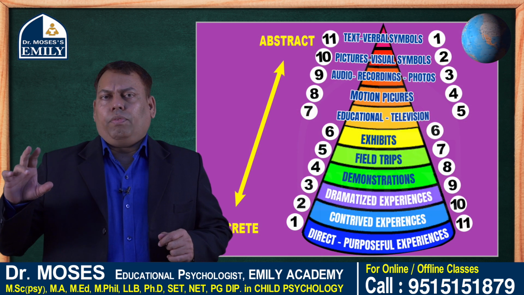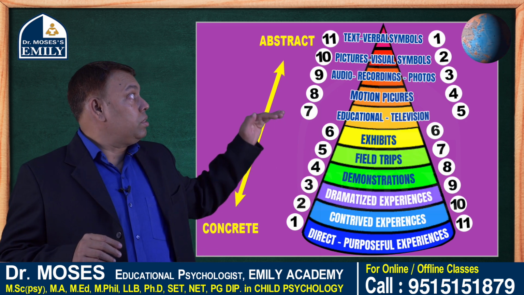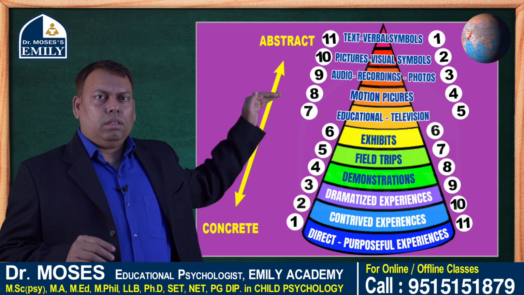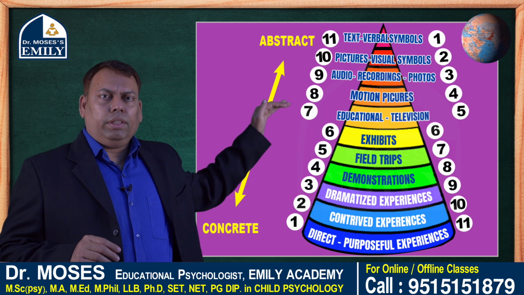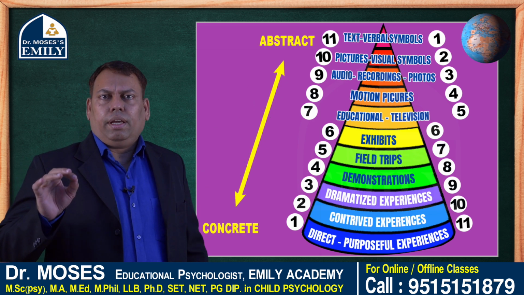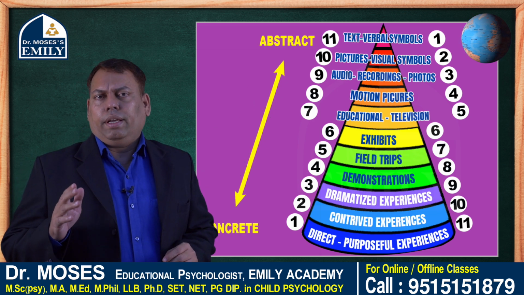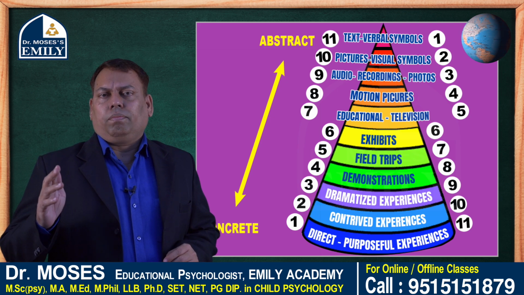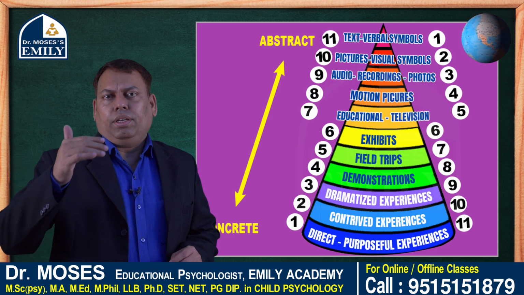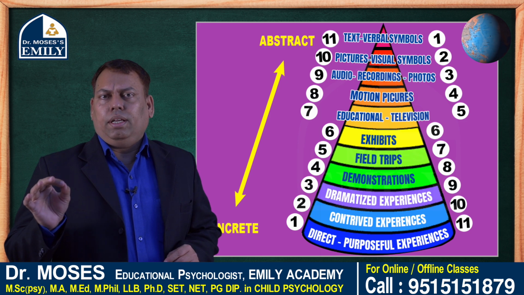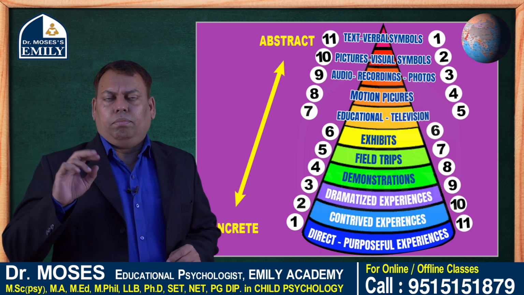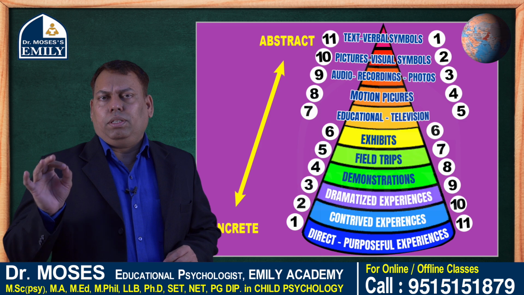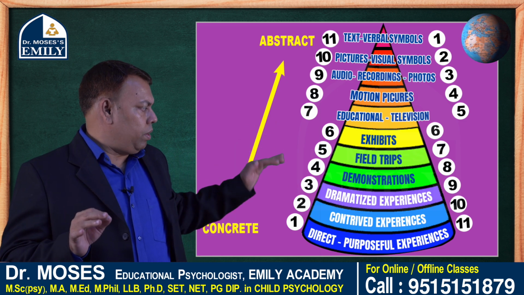In Edgar Dale cone of experience, the highest learning experience, on the top of the cone, the 11th experience is text and verbal symbols. For example, in lecture method, only verbal communication is there. So lecture method is an example for verbal symbols. So text and verbal symbols is the last experience from bottom to top.